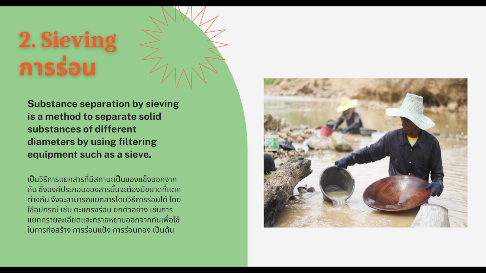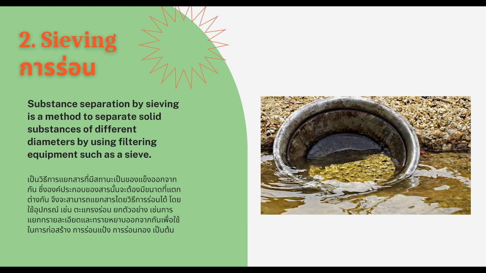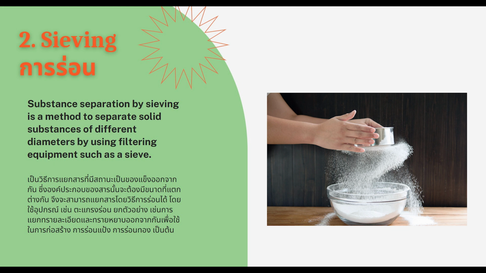Sieving. Substance separation by sieving is a method to separate solid substances of different diameters by using filtering equipment such as a sieve.